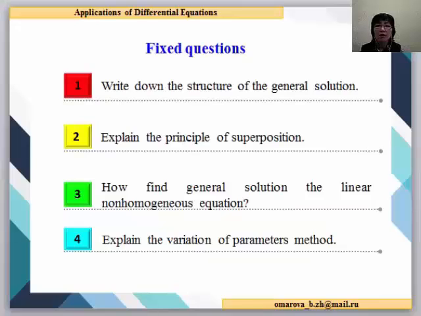Now let's look at the following first question. Write down the answer to this question in your notebook.